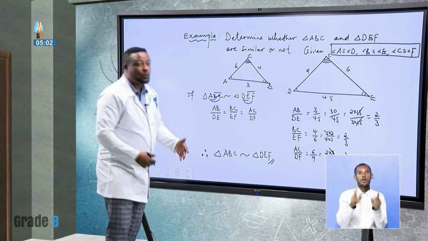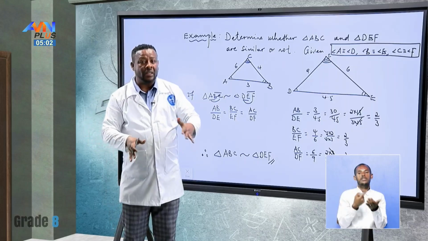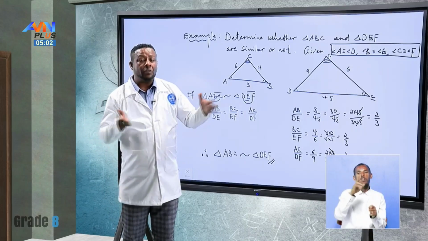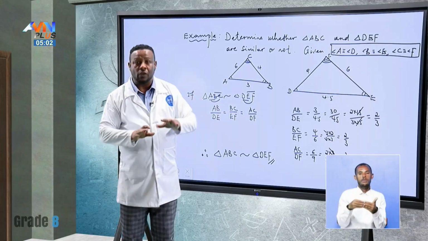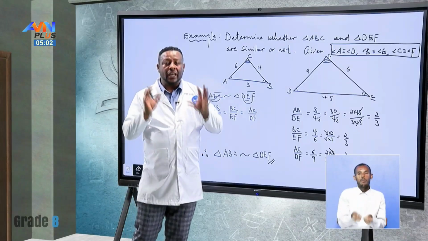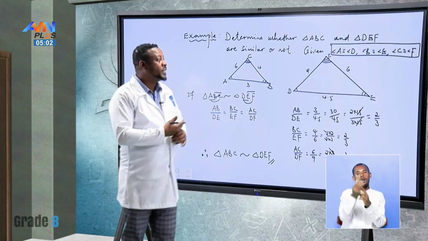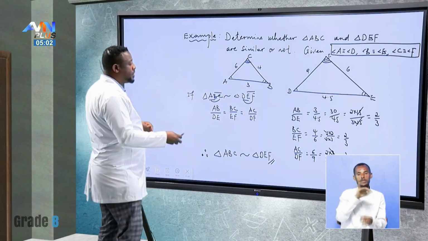Okay? So this way we can check whether two triangles are similar or not. Okay, this principle is not only for triangles, it works for any polygon, right? So any polygon should satisfy those two conditions to be similar. So let's see another example.